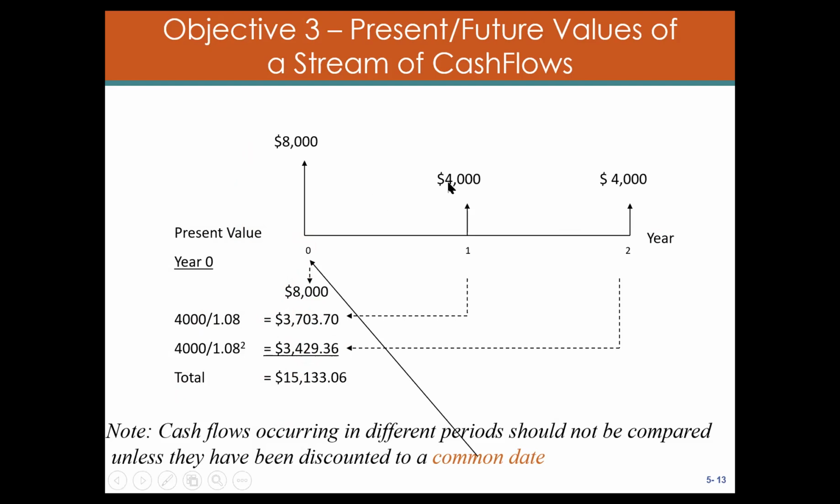Once again, you're not going to add 4, 4, and 8 and say, okay, 8 and 8, 16, so it is worth 16,000. No. That is being realistic now. You are converting tomorrow's dollar to today's dollar and then adding them. So that is the present value of cash flow concept. Remember here that the cash flows occurring in different periods should not be compared unless they have been discounted to a common date, and that is time 0. Now we are comparing.